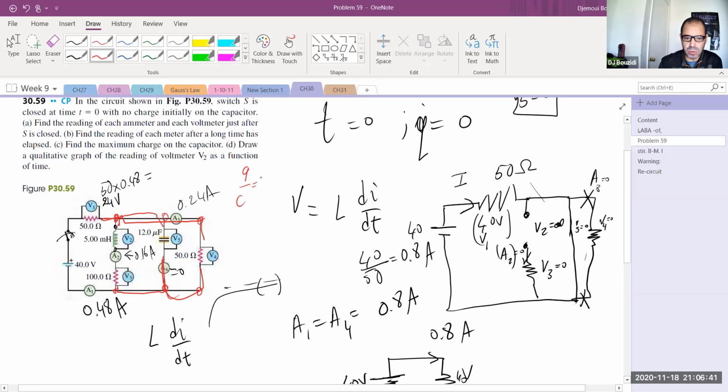Q over C is equal to 16 volts. That's the voltage in there. I know what C is. Did they give us C? C is 12 microfarads, it's given in here. And I know 16. So it's going to be 12 times 16 microcoulombs. How much is 12 times 16? 192 microcoulombs.